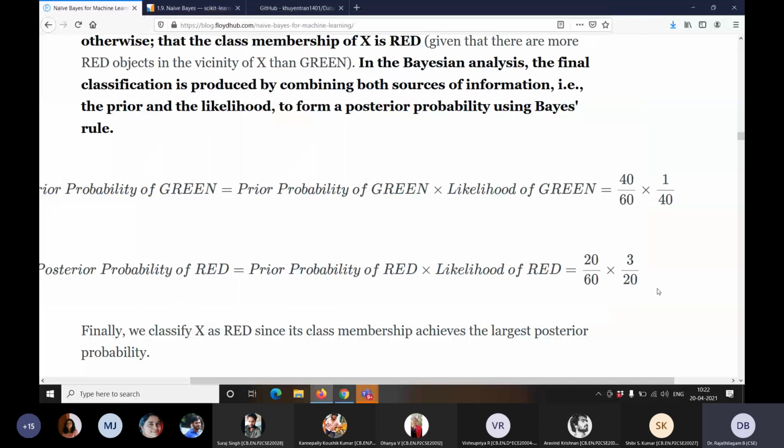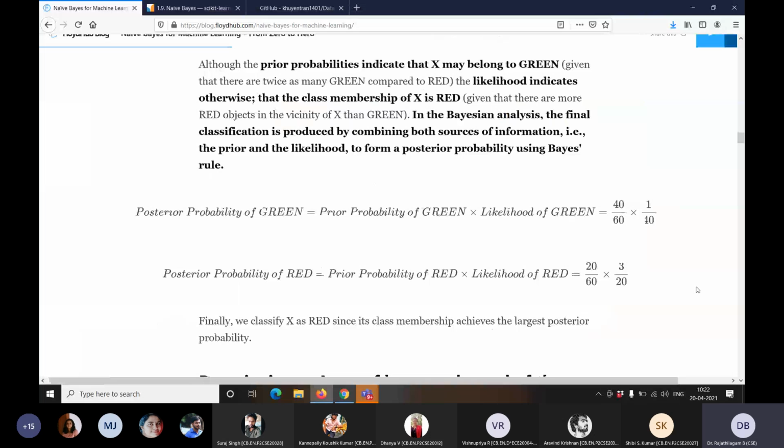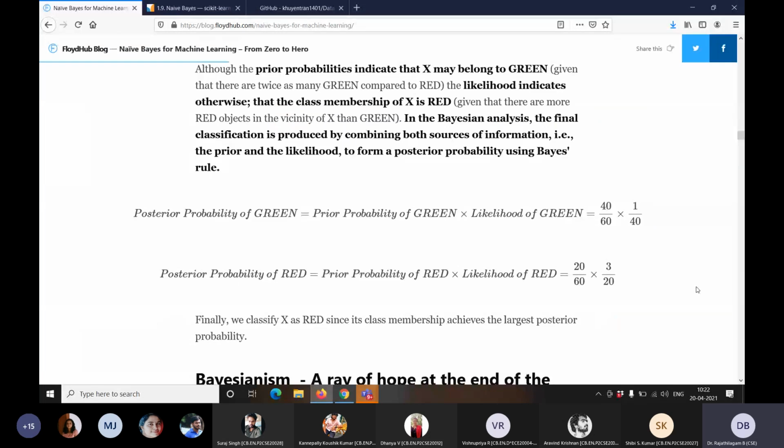So according to the Bayesian rule, the probability of green you have to calculate separately, and red you have to calculate separately. Sorry, the posterior probability. Posterior probability of green is given by, this is Bayes rule, prior probability of green into likelihood of green. So this is 40 by 60 into 1 by 40. 1 by 40 is 1 green divided by the total number of green objects.